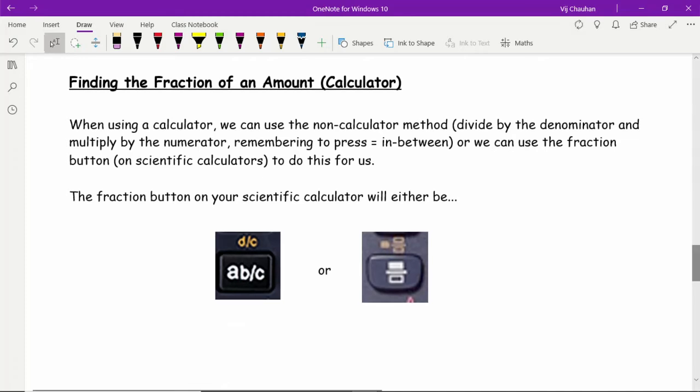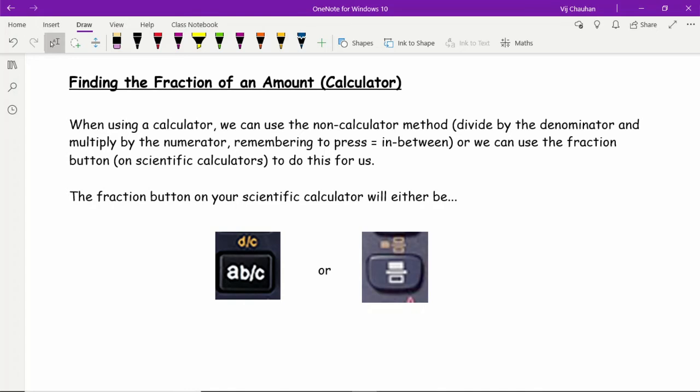Now, when using a calculator, we can use a non-calculator method, so we can always go back to dividing by the denominator, multiplying by the numerator, remembering to press equals in between, or you can use a fraction button that appears on all scientific calculators, and we can use this button to do the calculation for us. On your scientific calculator, you're usually going to have one of these two buttons. You definitely won't have both.